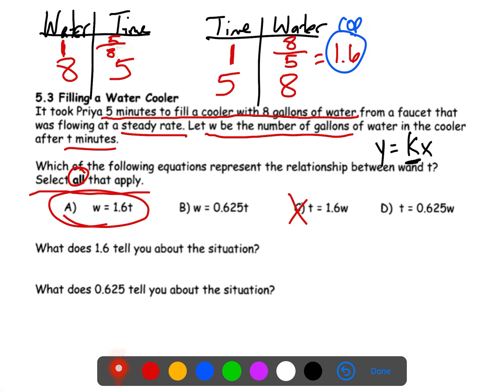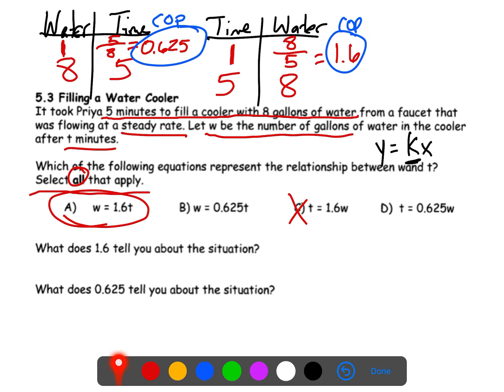We might want to look at that as a decimal though, because we're working in decimals in our equations. So 5 divided by 8 is 0.625. This is also considered a constant of proportionality depending on how we look at the problem. One constant of proportionality tells us how much water comes out of the faucet every minute. This constant of proportionality tells us how many minutes it takes for 1 gallon of water to leave the faucet.